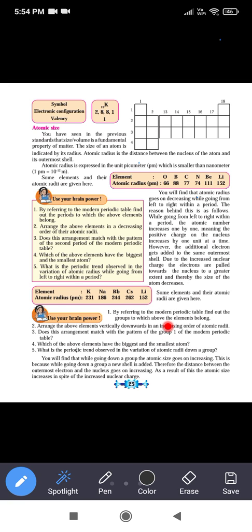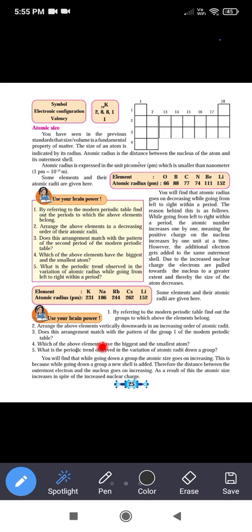So for finding the group to which these elements belong, we have to write down their electronic configuration. When we write the electronic configuration of lithium, sodium, potassium, rubidium, and cesium, we will find that the valence shells have the same number of electrons, or you can say that valence electrons are the same in these elements. So that's why all these elements belong to the same group. And here they belong to the first group because the valence electron is 1 in all these elements.